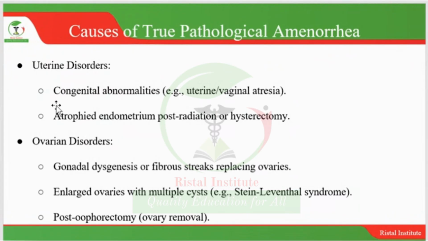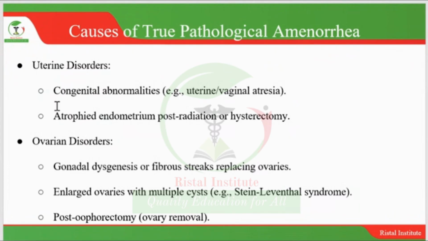Then atrophied endometrium post-radiation or hysterectomy. If the woman goes through radiation, for example, during treatment of cancer, or if she has had a hysterectomy, then the endometrium will be affected. In hysterectomy, it means that the uterus is already removed, so she will not be able to menstruate. In post-radiation, the endometrium may be affected, and as a result, it atrophies, it shrinks. And once it shrinks, the bleeding will not be able to take place.